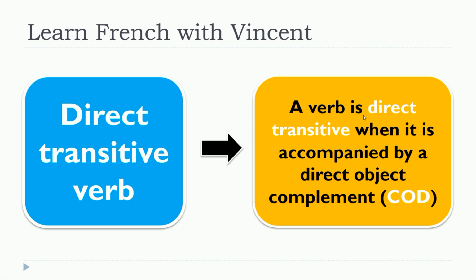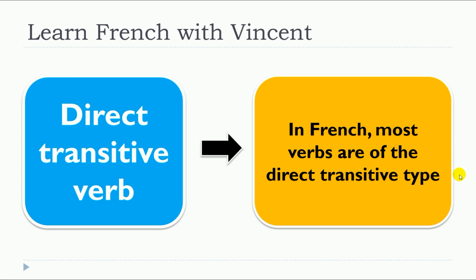Well, a verb is direct transitive when it is accompanied by a direct object complement, what we call in French complément d'objet direct. So if you don't know what complément d'objet direct is, please have a look at my video in which I explain it quite precisely. In French, most verbs are of the direct transitive type.